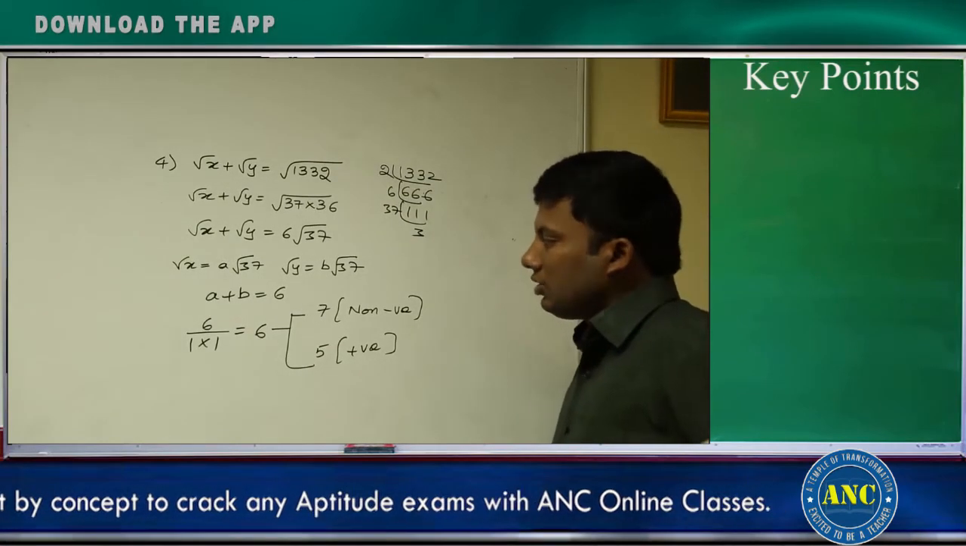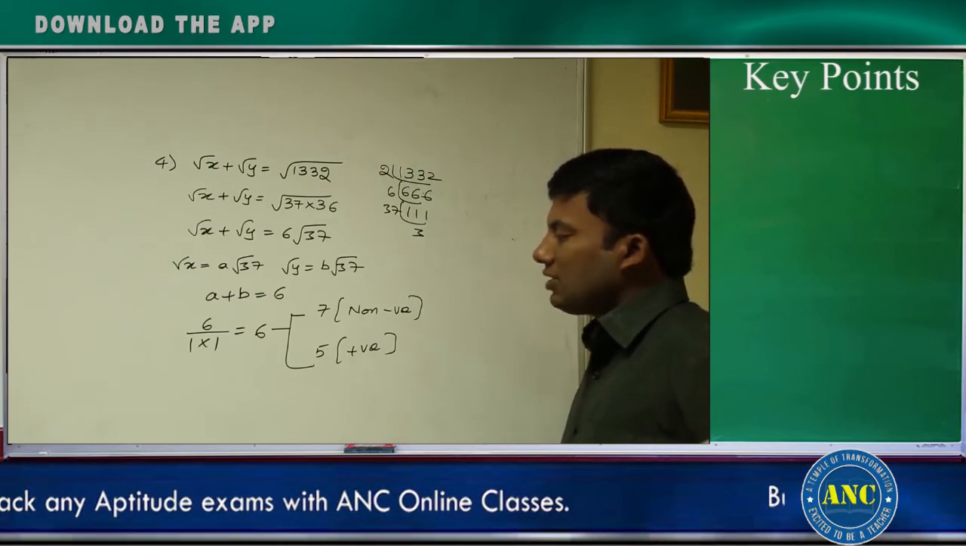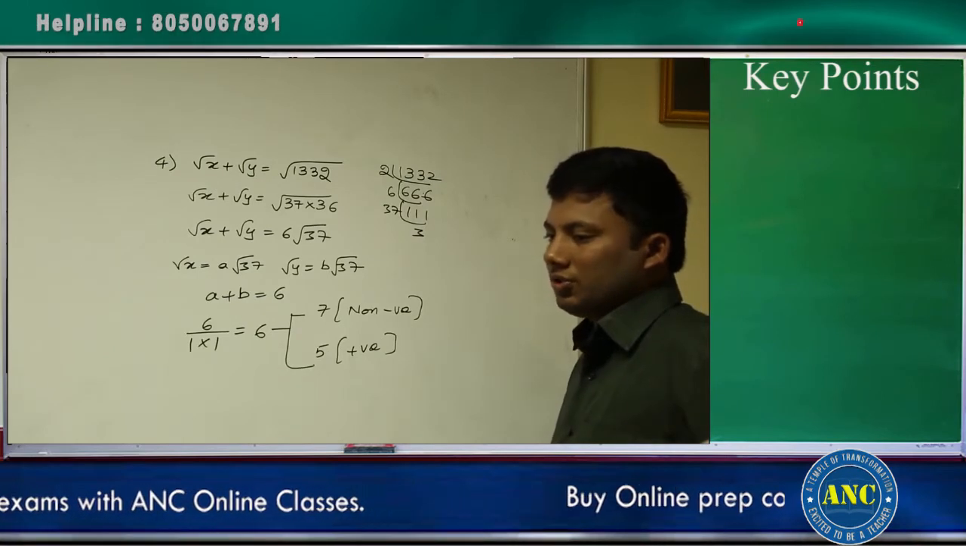Six by 1 into 1, 6. So there are 6 gaps, so the answer will be 7 non-negative and 5 positive.